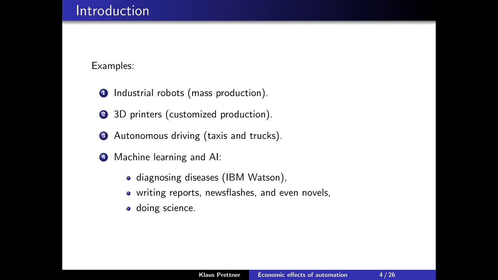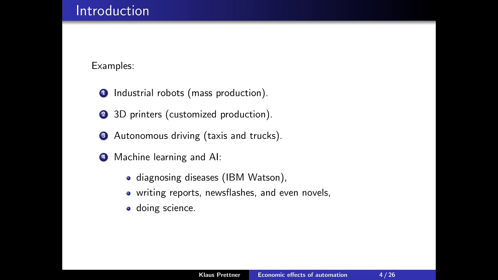Autonomous driving is another form that is basically reported a lot about in the news. And the fourth one, machine learning and artificial intelligence, makes clear that automation is not only replacing low-skilled workers, but it's also starting to replace high-skilled workers. So, for example, diagnosing diseases is done very well by machine learning algorithms that have a comparative advantage in pattern recognition. And matching symptoms with diseases is basically nothing else than such a pattern recognition.